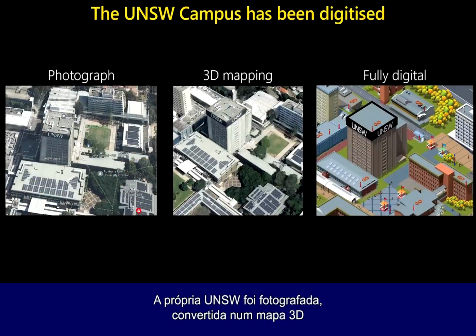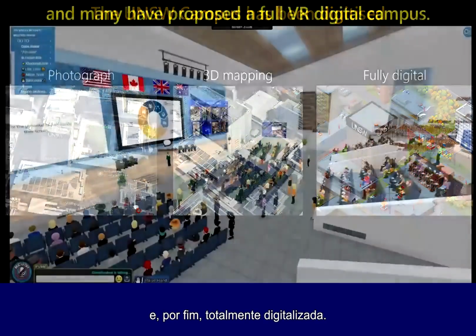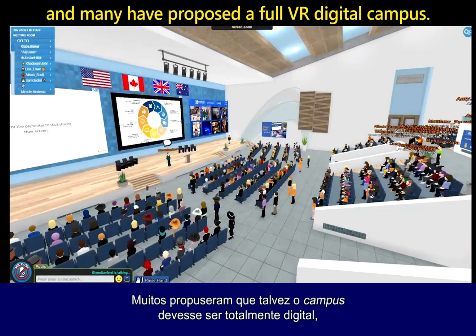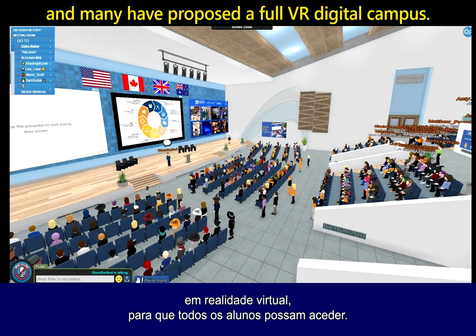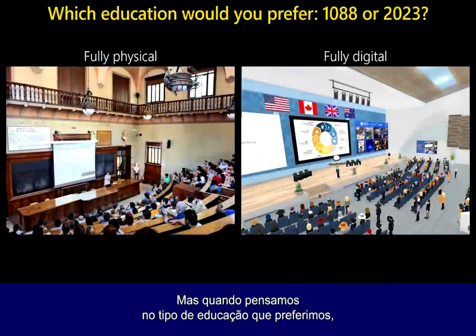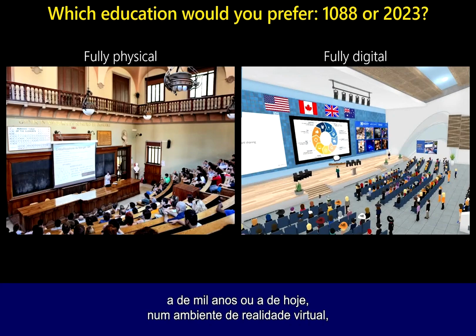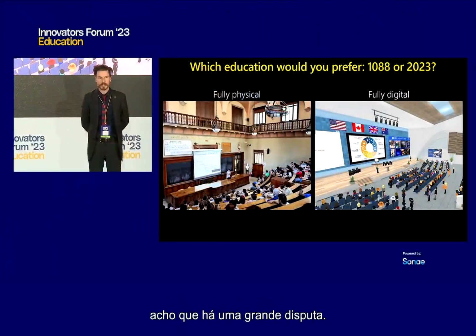Now, the UNSW campus itself has been photographed, turned into a 3D map, and eventually fully digitized. Many people have proposed this idea that maybe the campus should be completely digital, fully VR, and then every student can go. But actually, when we think about which education would we prefer, the 1,000-year-old one or the one from just today in the virtual reality environment, I think there's a real tension here.